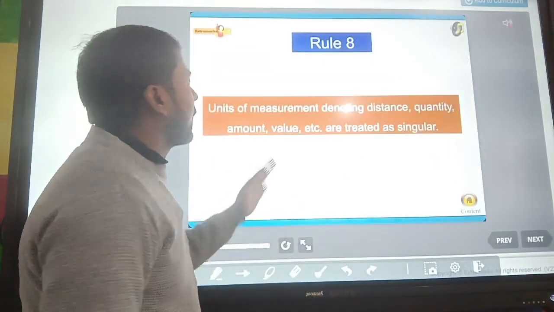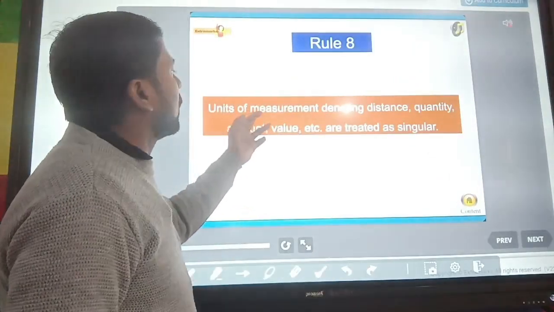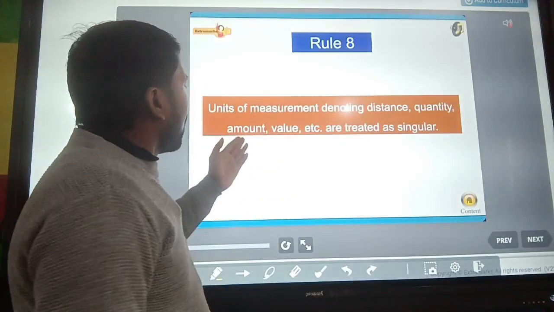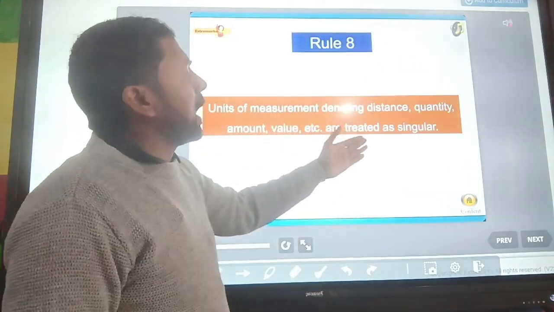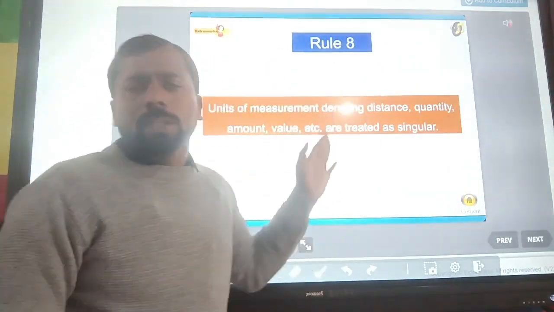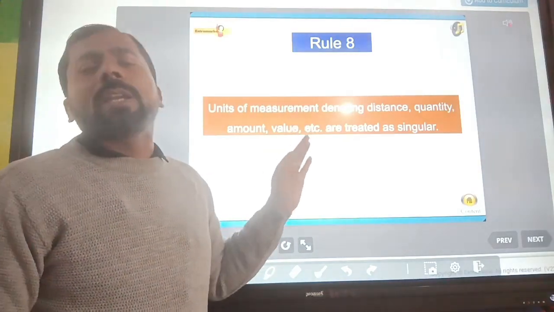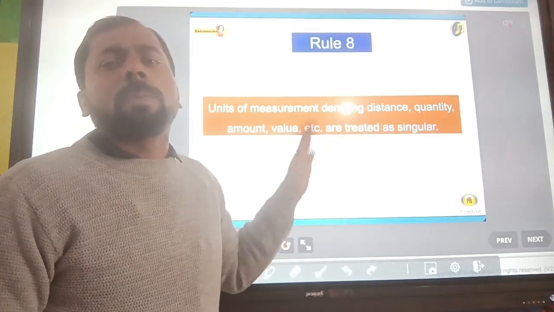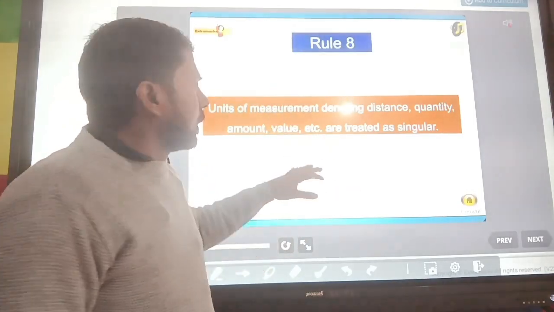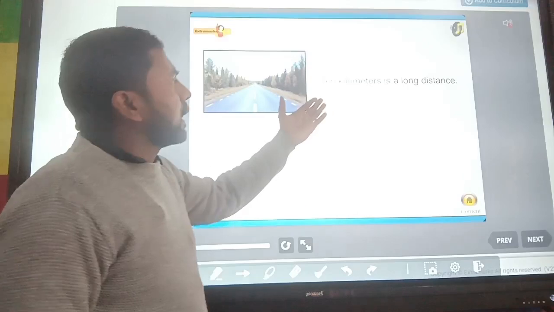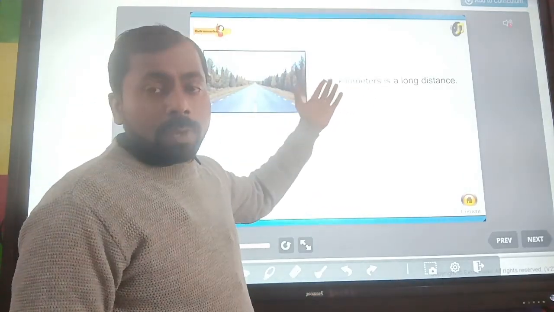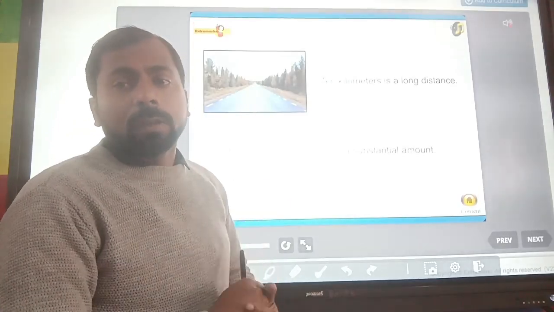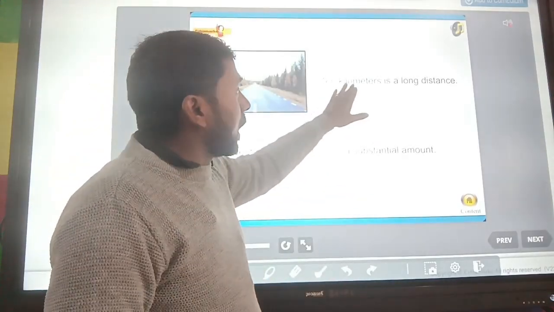Next is rule number 8. Units of measurement denoting distance, quantity, amount, value, etc. are treated as a singular number. You already know about this. If we get any uncountable noun, then it should be singular. You can see an example, 10 kilometers. When you see kilometers, it is a plural subject, but don't be afraid. It refers to a quantity.